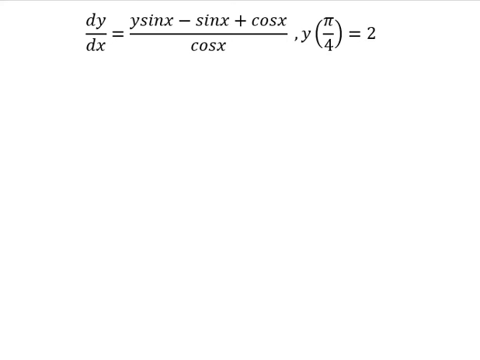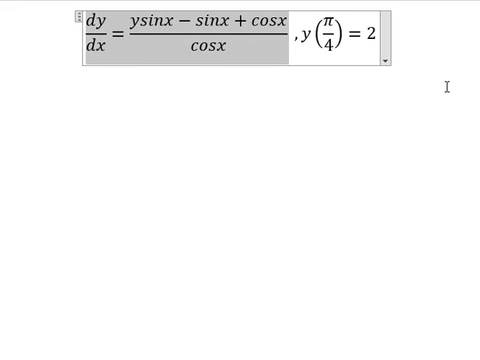Hello everybody. So today I want to talk about calculus. The topic today is about differential equations. So now I want to show you how to answer.